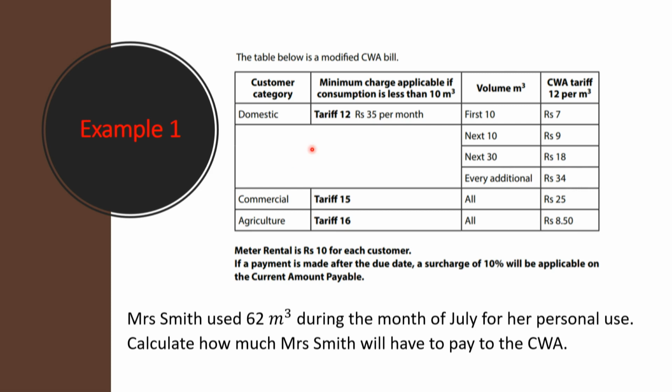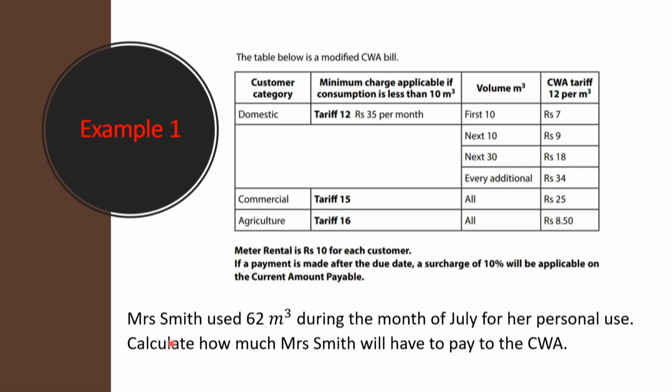Now for commercial use, whatever be the amount of water that we are going to use for meter cube, it will be 25 rupees per meter cube. And for agriculture, we will be charged 8 rupees 50 per meter cube. In addition, we will also need to pay for the meter rental. So it is going to be 10 rupees for each customer for the rent of the meter, which is found in our yard. If a payment is made after the due date, then we will have to pay a surcharge of 10% on the current amount payable. So in case I am late to pay my CWA bill, I will have to pay a fine. So it is going to be a surcharge of 10%.